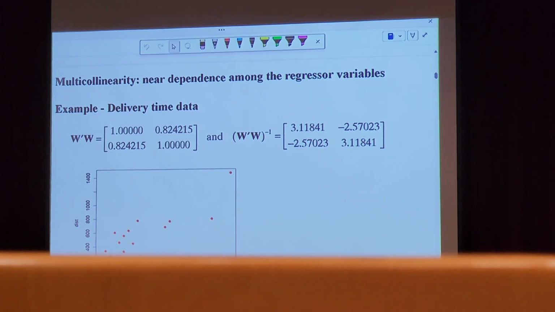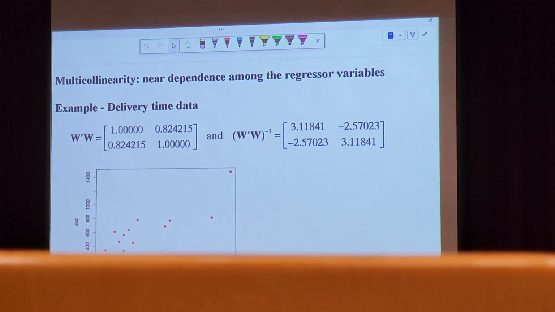So let's start with a very simple definition for multicollinearity. Well, what is multicollinearity? Well, it's just dependence, very strong dependence among the regressive variables. So if you have two variables that are highly correlated, then that's called multicollinearity.